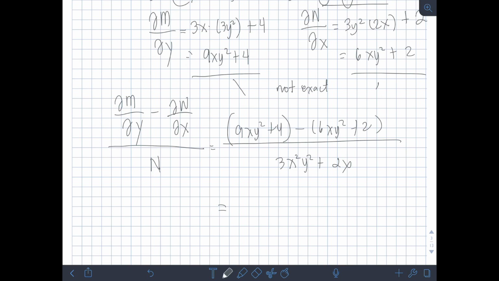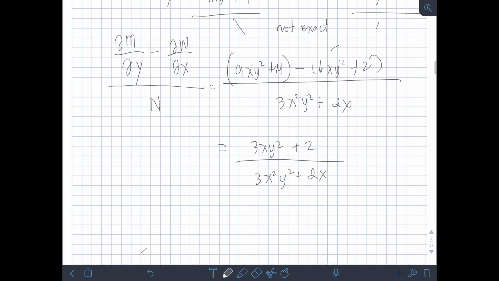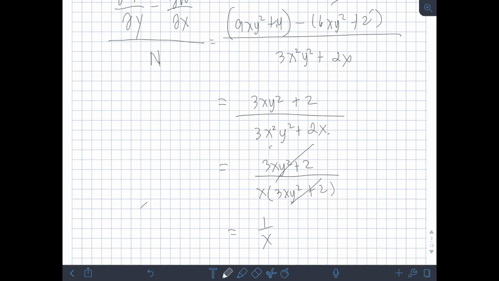So, simplify natin. So, 9xy squared minus 6xy squared is 3xy squared. 4 minus 2 is positive 2 over 3x squared y squared plus 2x. Okay? Ngayon, factor out natin itong x sa denominator. So, parang 3xy squared plus 2 over x times 3xy squared plus 2. So, makakancel natin to. So, therefore, magiging 1 over x. So, mapapansin nyo, in terms of x, yung naging kinalabas ng expression natin. So, pwede natin i-let to as f of x base dun sa formula na binigay ko sa taas.